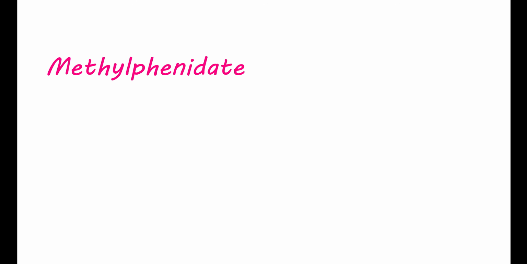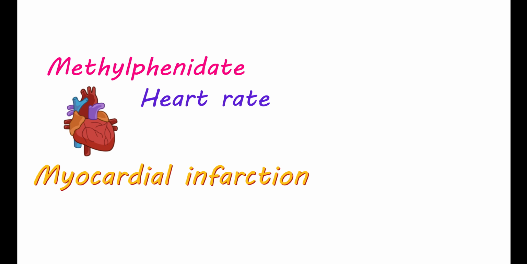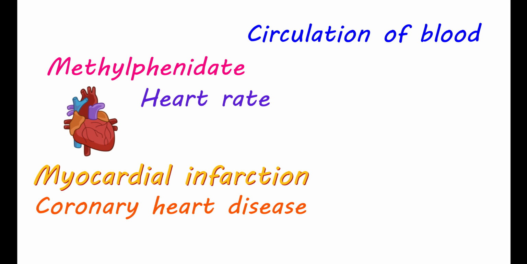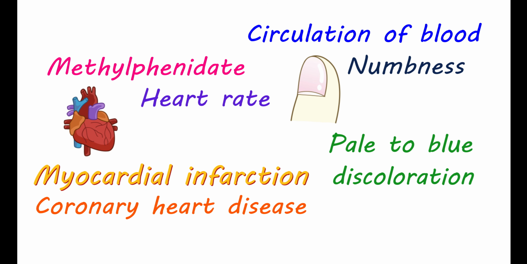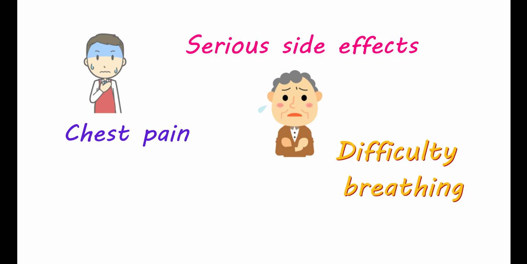Effect on heart. Use of methylphenidate can show an adverse effect on the heart. You may notice an increase in heart rate. That's why it is not recommended in people with a history of heart diseases like myocardial infarction or coronary heart disease. It can affect the circulation of blood, and you may observe numbness in fingers and toes. It can even cause pale to blue discoloration of toes and fingers due to poor blood circulation. However, if you observe serious side effects like chest pain, difficulty breathing, and fainting, immediately consult your physician.